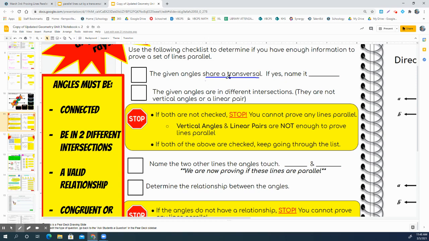There we go. Do they share a transversal? So over here on the right side, that's the first question we're going to ask ourselves. Do they share a transversal? Are they connected? Okay. The second question is, do they live in different intersections? They have to be in 2 separate intersections. Okay. So that's question number 2. If they don't share a transversal and they're not in 2 separate intersections, peace out, done. We can't prove lines parallel.